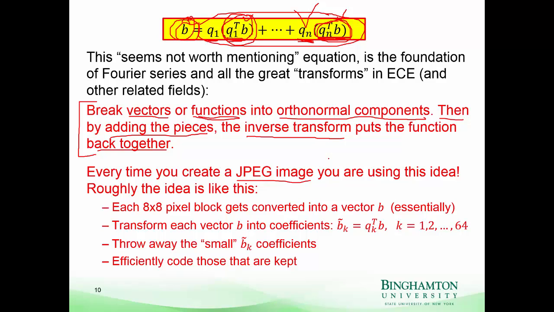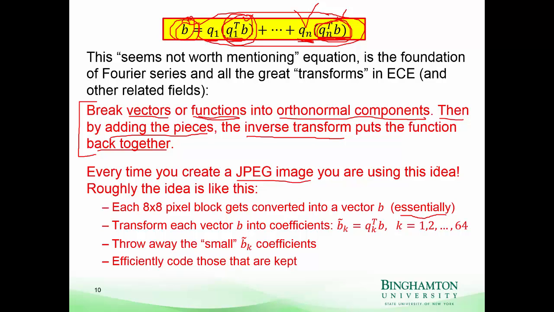You've got some original image that's not compressed, and it's got some number of pixels, so maybe 2,000 pixels by 5,000 pixels or whatever. What we're going to do is break that image down into 8 by 8 pixel blocks. And we'll do this series of steps for each 8 by 8 pixel block. We don't quite do it this way, but it's essentially like this. We take each 8 by 8 pixel block and convert it into a vector B. So we just string out those 64 pixel values into a 64 by 1 vector.